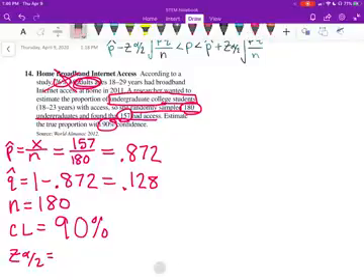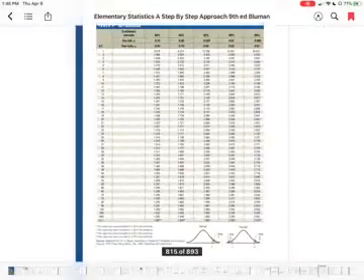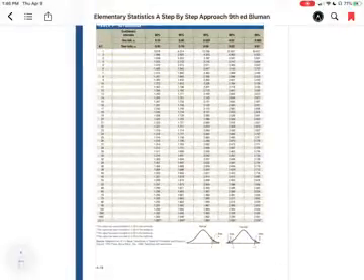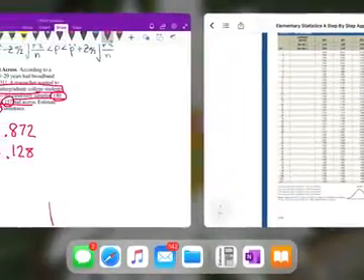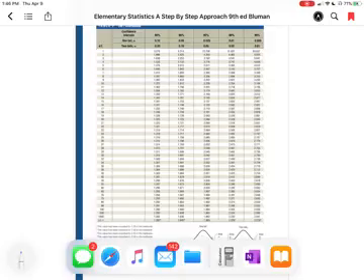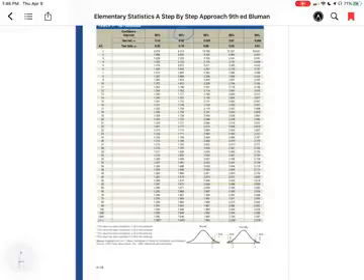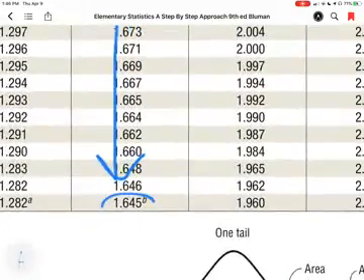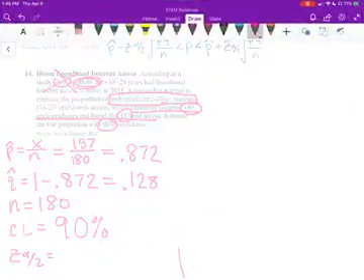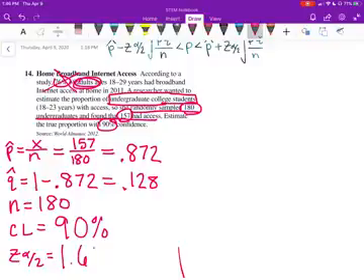All we have left to find is the z of alpha over 2, which, let's look at our chart here. We have 90% confidence, which is here. C's at the bottom. Go to the bottom. 1.645 for z. Okay. Now we have everything we need to calculate.